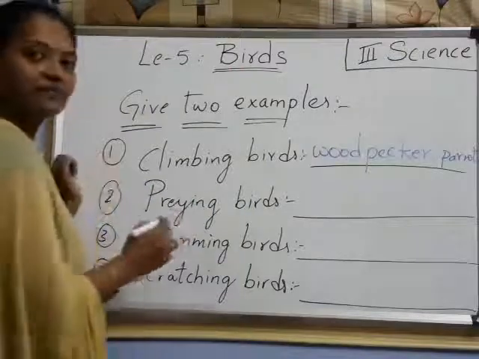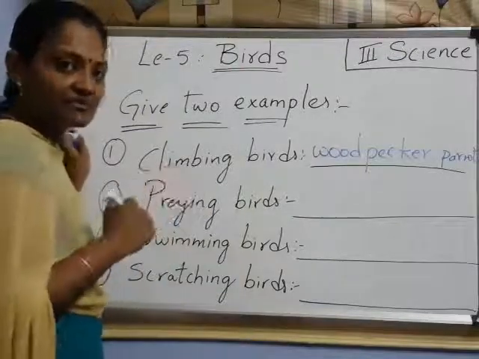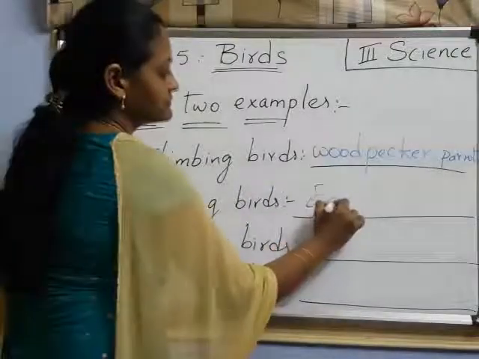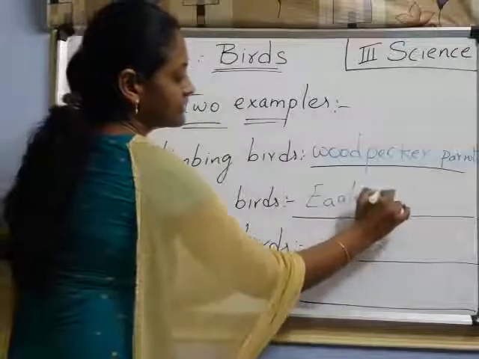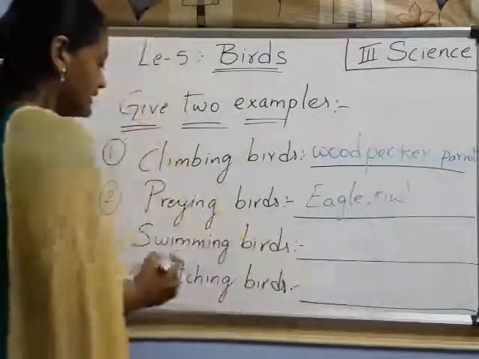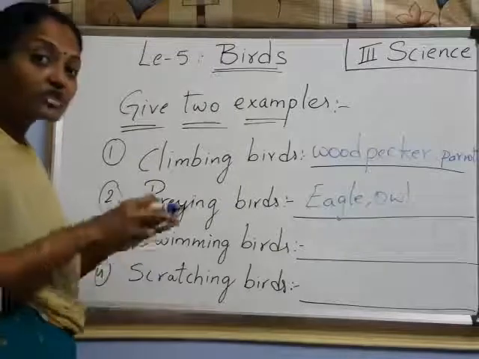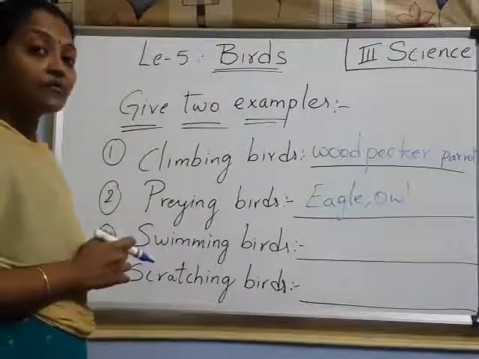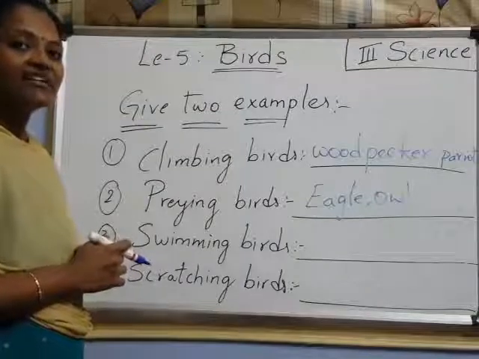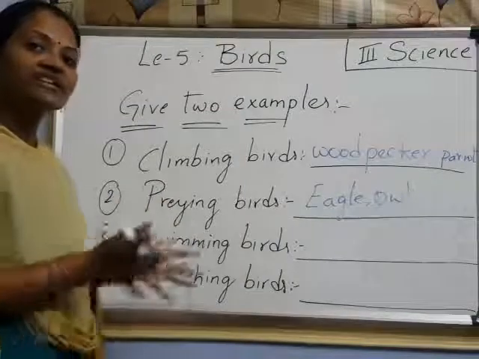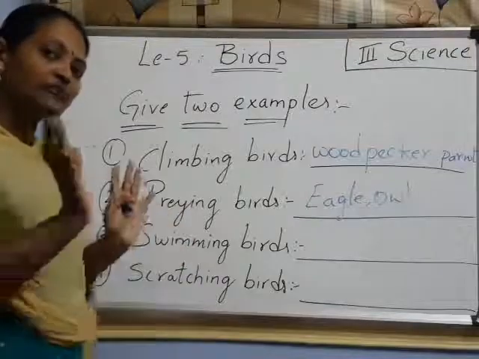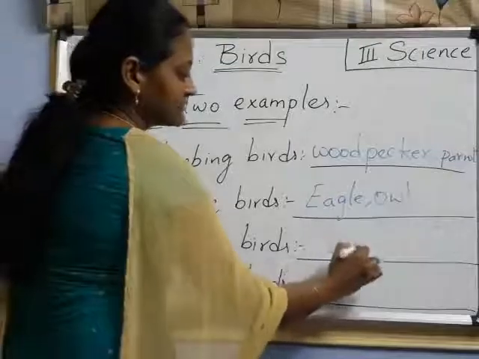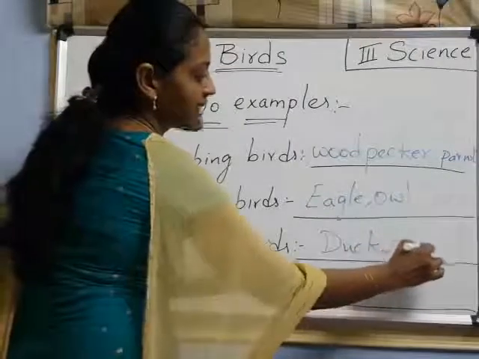Next, preying birds. Preying means flesh-eating birds. Tell me which birds are eating flesh? Yes, eagle. Okay, owl. Next, swimming birds. Which birds can swim in water? With the help of which feet I said? Webbed feet, right? With the help of webbed feet only they can swim in water. They push the water backwards. Which birds are able to swim, children? Duck, right? Another one, swan.